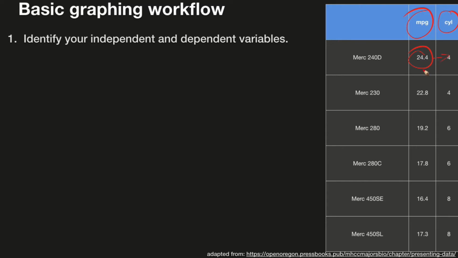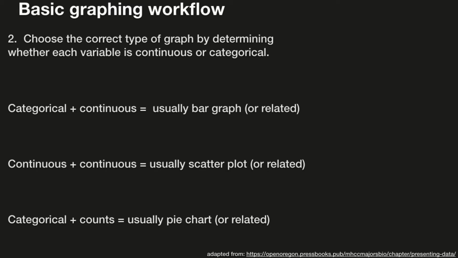The number of cylinders is an independent variable. It's something that's set regardless of the miles per gallon. But the number of cylinders can have an impact on the miles per gallon. So miles per gallon is in some cases dependent upon the number of cylinders. And so identifying that is important for how we arrange data within our graphs. And I'll talk more about that in a moment.